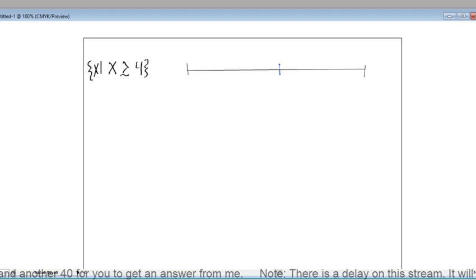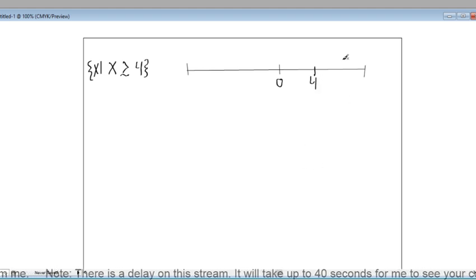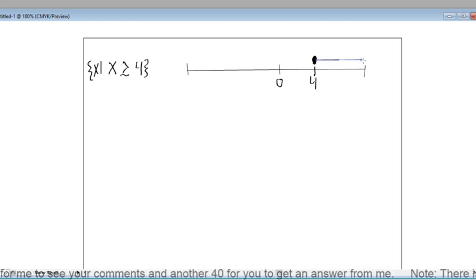Zero being the middle. And let's say 4 is about right here. That's a weird looking 4. So because x is larger than or equal to 4, we need to have a solid dot here to show that we can be equal to 4, and our set is going to extend from 4 into the things that are bigger than 4. It doesn't give us an upper boundary or anything. It just says that x must be bigger than 4, so it goes off into infinity.